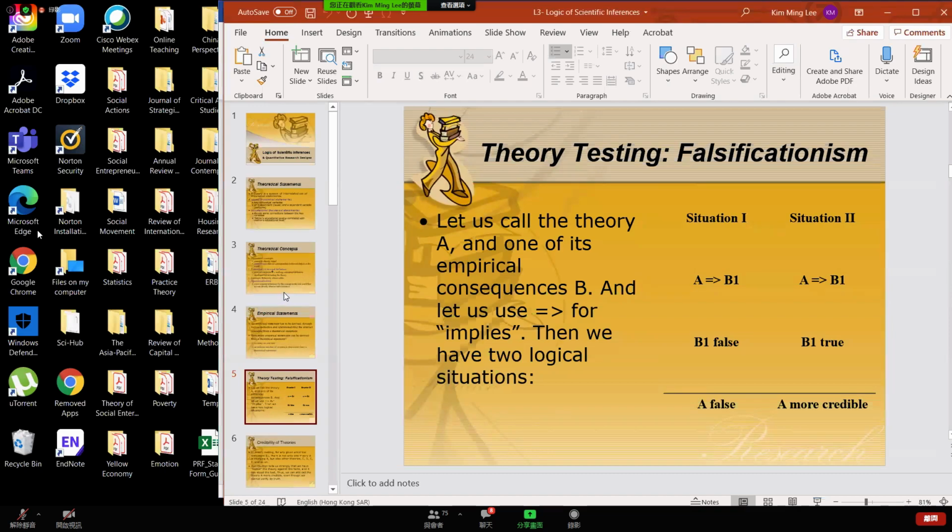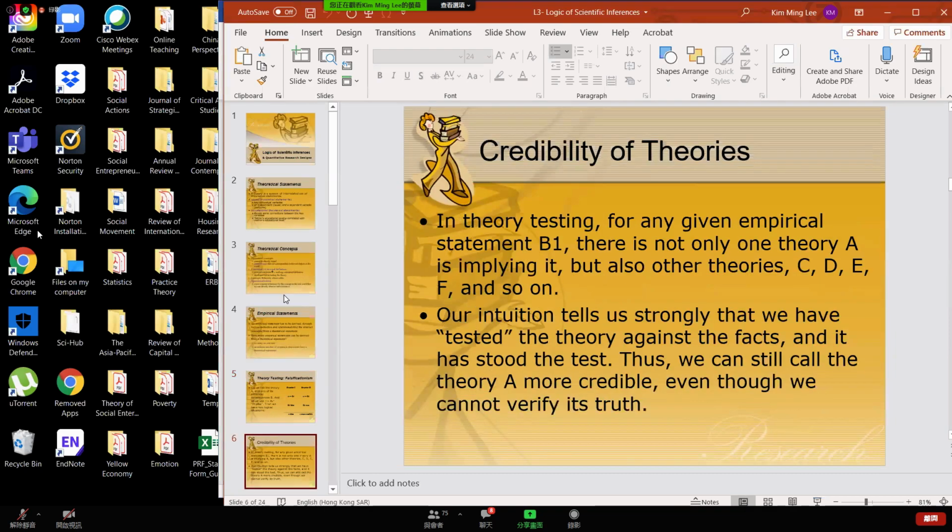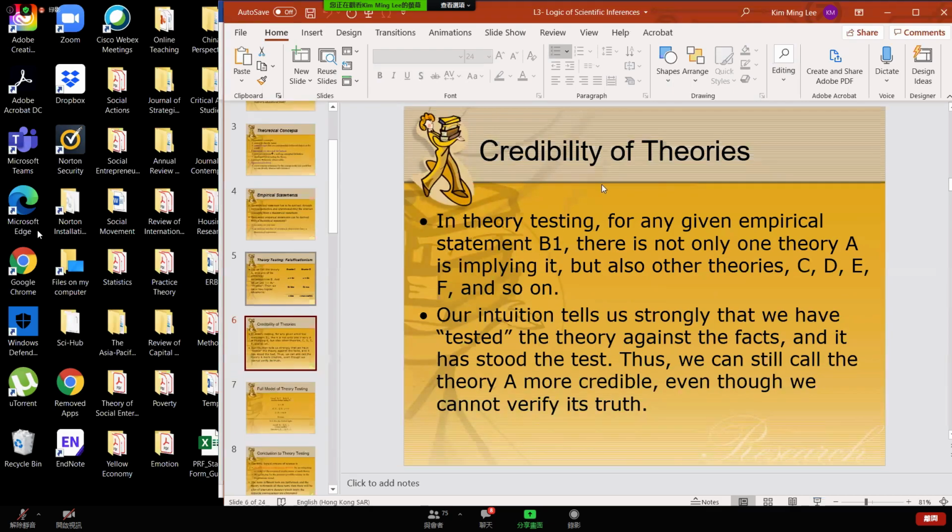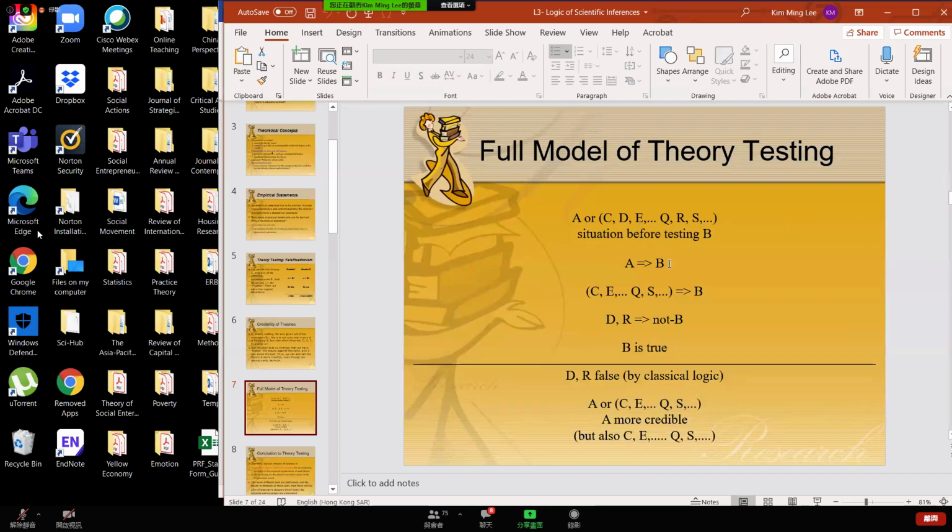Now that you are getting this kind of idea, we go to a more complicated situation, which is actually the real-life situation: the full model of theory testing. For example, we have theory A. This is what we want to test. From theory A, we can derive an empirical statement, B1.